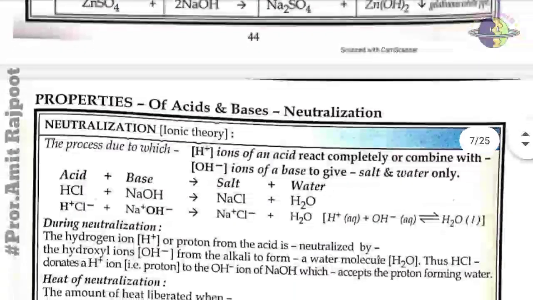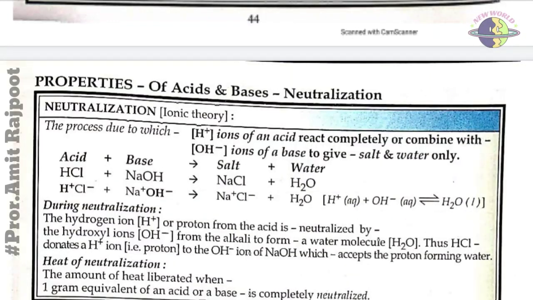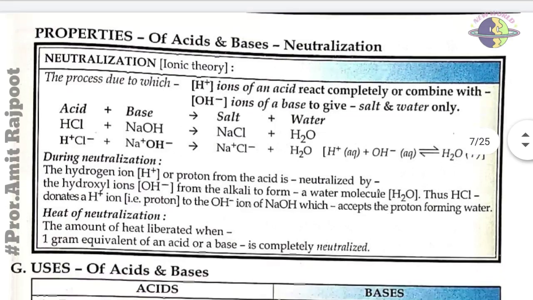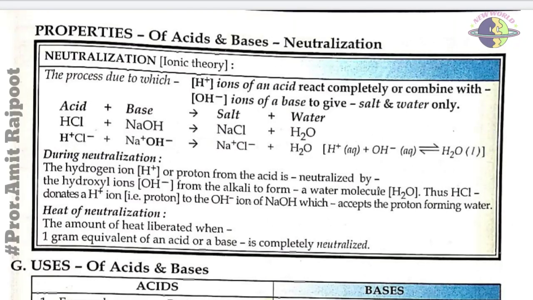Now properties of acids and bases on the basis of neutralization. Acid and base combine to neutralize and form salt and water. The process in which the hydrogen ion of an acid combines completely with the OH ion of a base and gives out salt and water is called the reaction of neutralization.